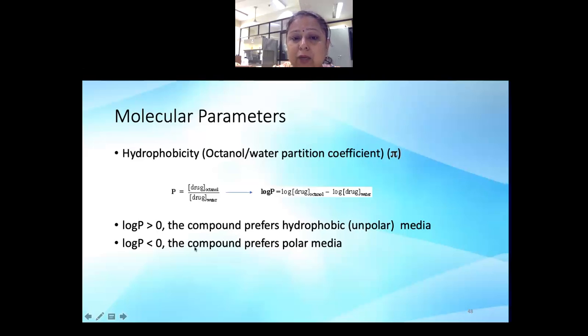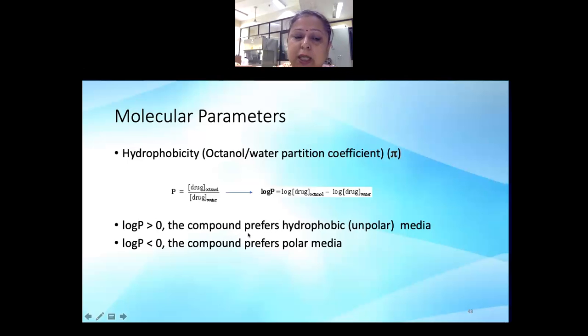Then one is P, what we call the octanol-water partition coefficient, sometimes denoted by pi, which is a parameter in the development of drugs in the wet lab as well as with the approach of bioinformatics. So it is a hydrophobicity parameter where we see the concentration of drug in octanol versus the concentration of drug in water.